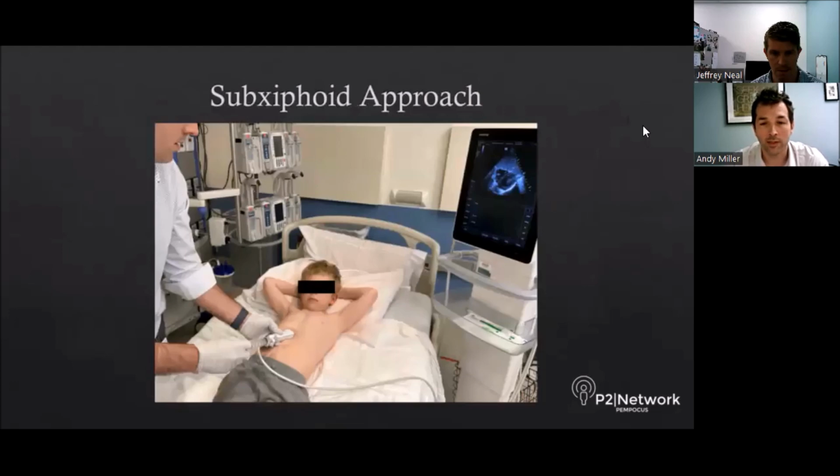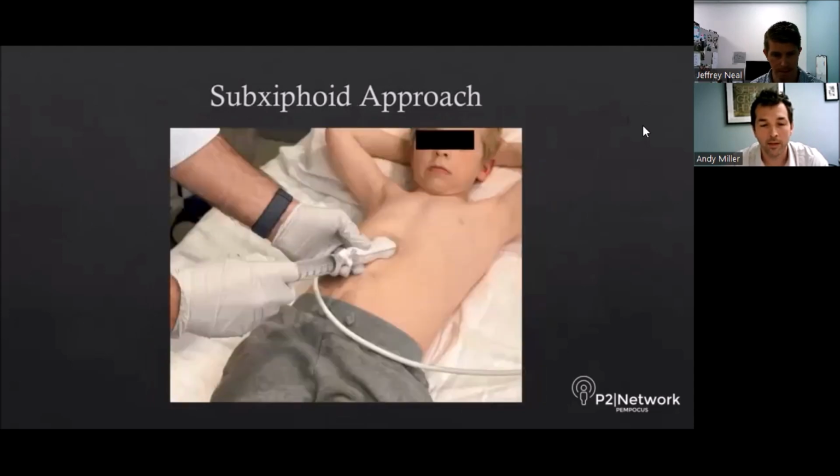The subxiphoid approach is shown here. As you can see, this patient is not in extremis and is just a model. Zooming in on the needle, you can see that you place the needle directly next to the probe, and you can use the probe to guide the needle to the fluid itself.